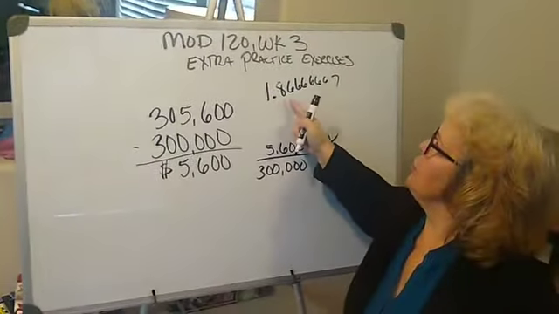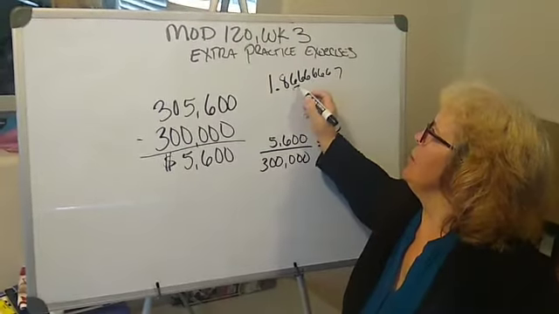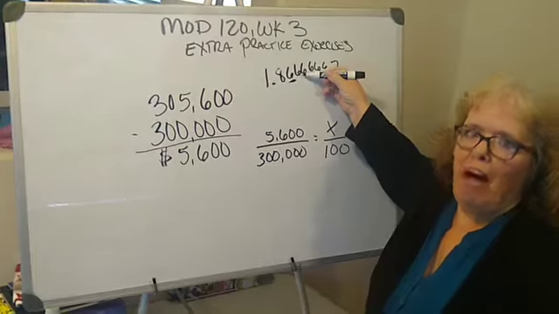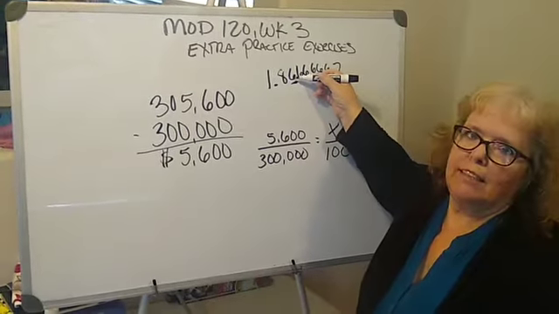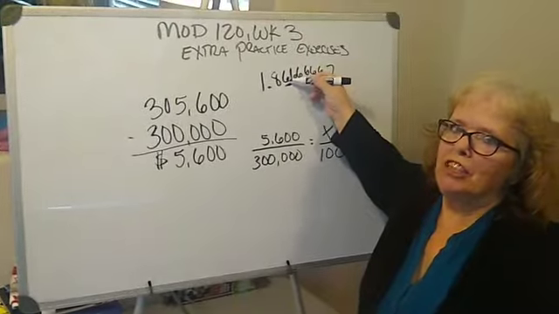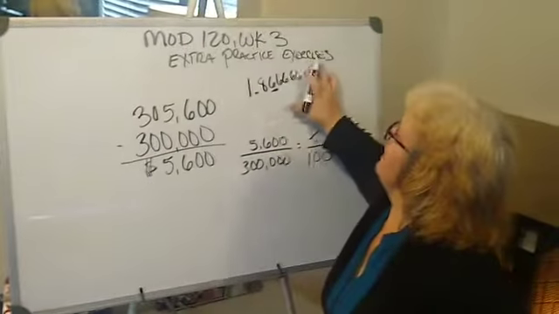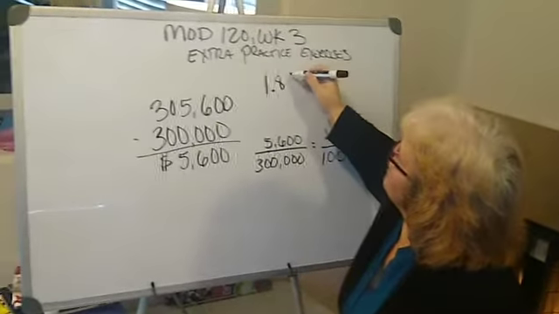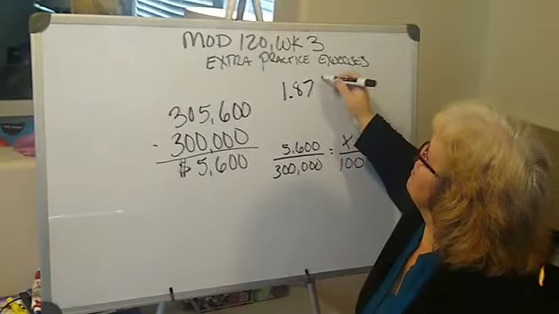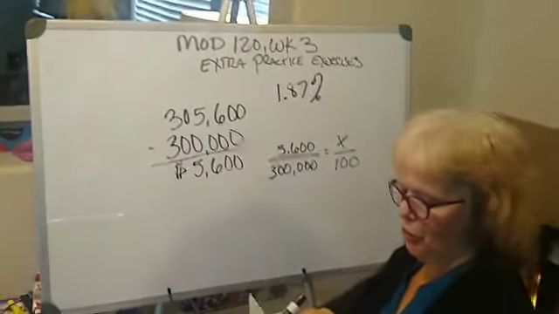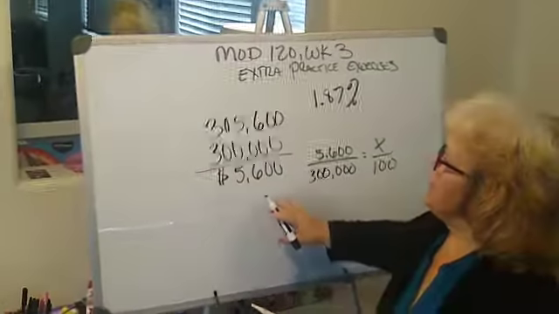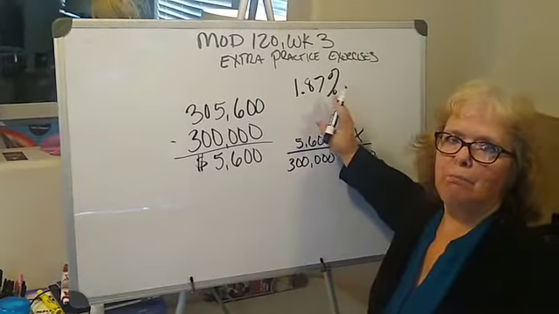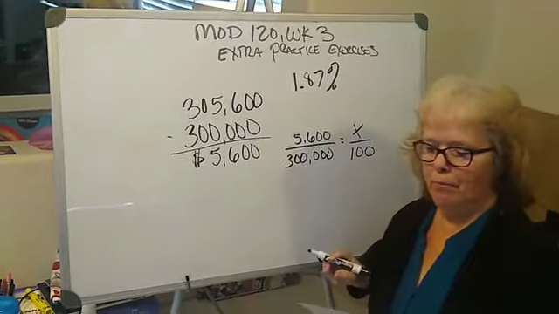The hundredth is 2 places to the right of the decimal, right there. Since this number right here is greater than 5, what do we do with this 6? Does it stay 6 or does it change? If you said that it changes to a 7, you are correct. So the interest is 1.87%. So the answer to number 1 is the amount of interest he's paying is $5,600, and he's paying 1.87% interest. Okay, so that was number 1.